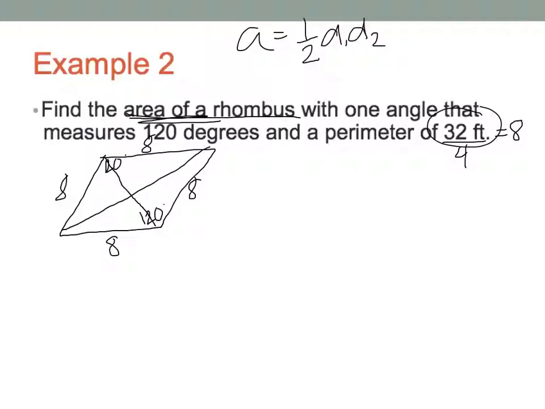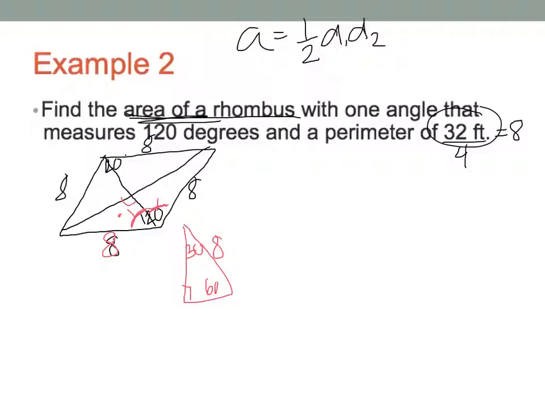I'm going to pull out one of the triangles. I'll use this one here. And since all four of them are congruent, I only need one. So it says that 8 is my hypotenuse, because I've got that there. And I have a 60-degree angle here because the diagonal is bisecting my 120-degree angle. Yes, sirree, I've got a 30, 60, 90.